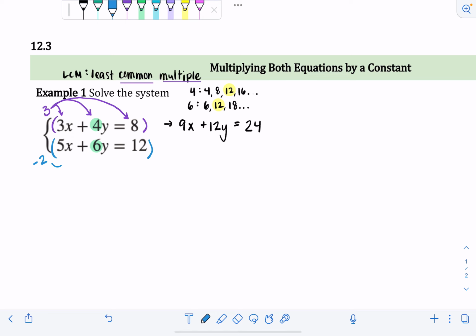So we'll distribute. Negative 2 times 5x is negative 10x. And then negative 2 times 6y is negative 12y. And then the equal sign. And then don't forget about the last term. Negative 2 times 12 is negative 24.